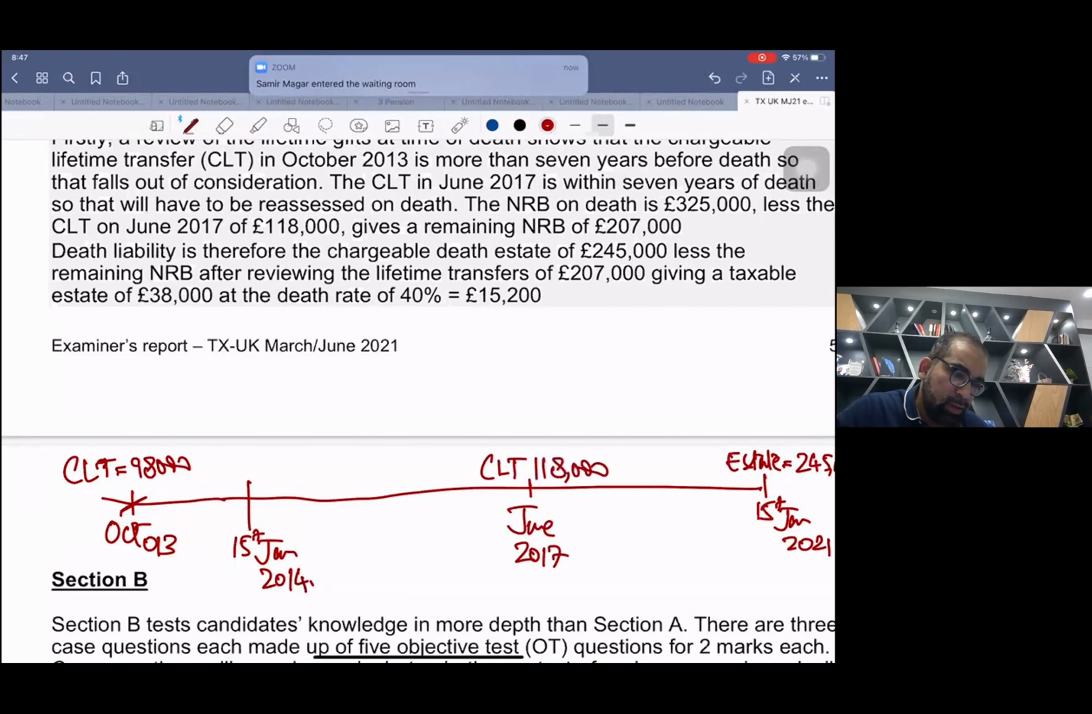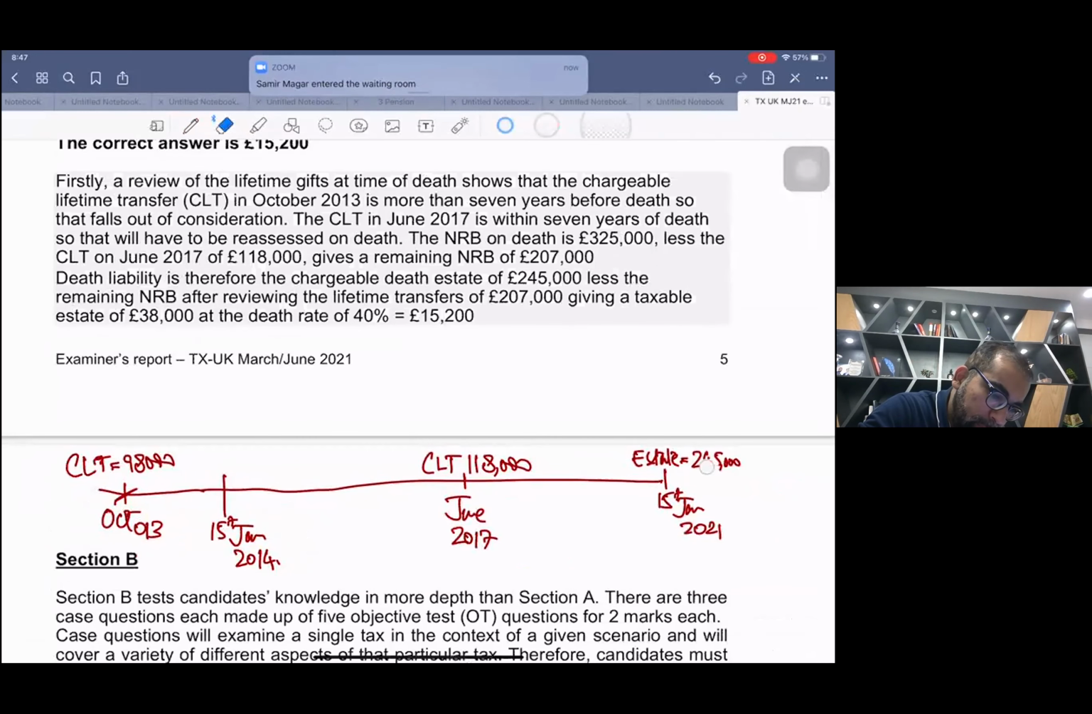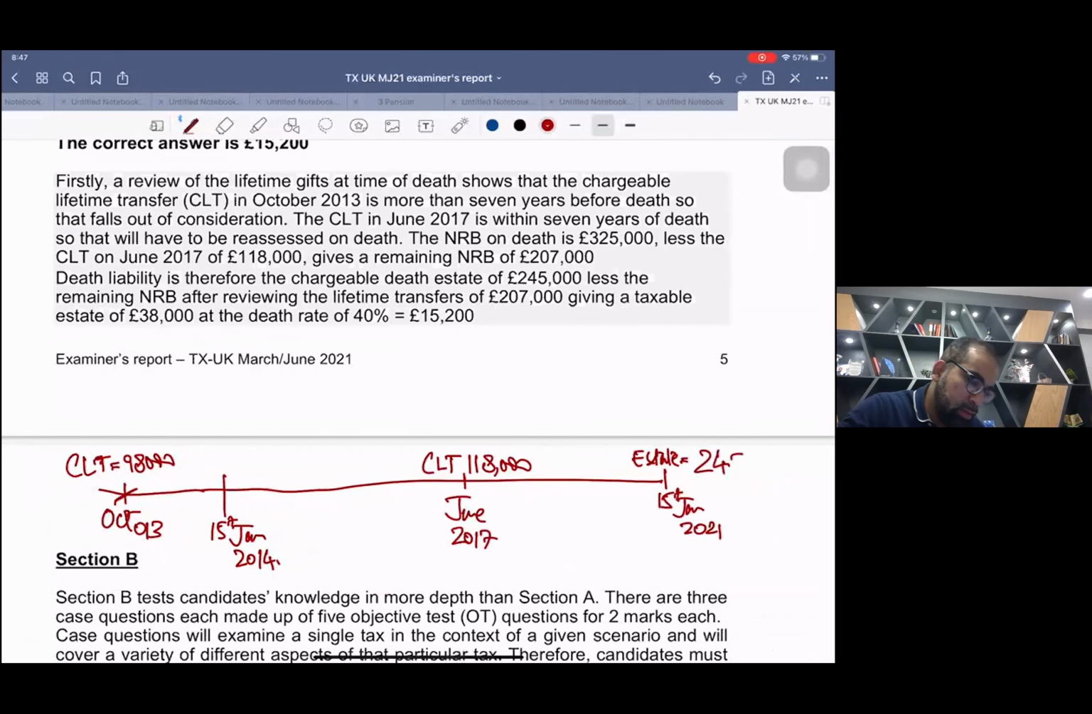118,000. This is the full picture, students. Wait, let me write it correctly. 15 January 2021 is the date of death of this person. I went 7 years back. Okay, this is 15 January 2014. So these are the last 7 years.